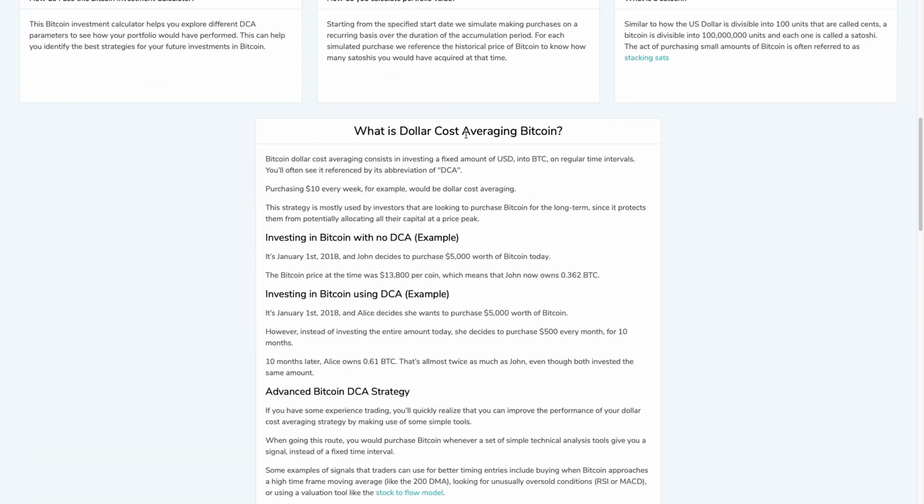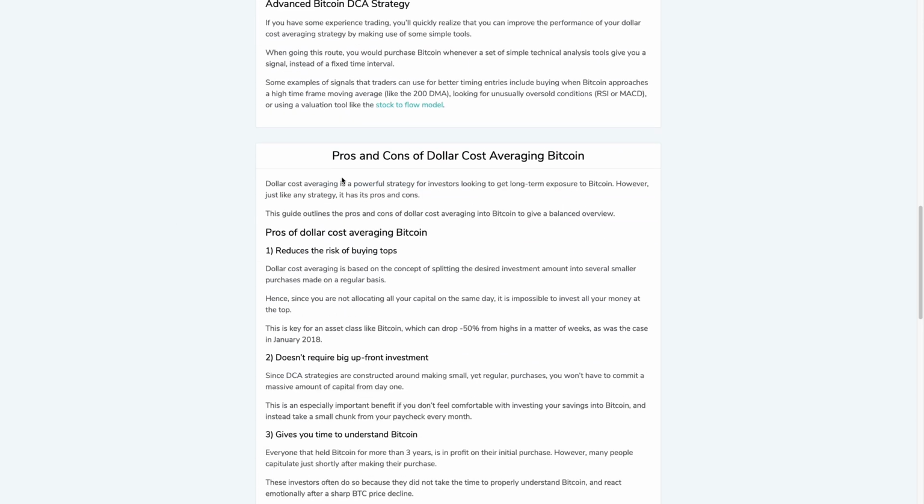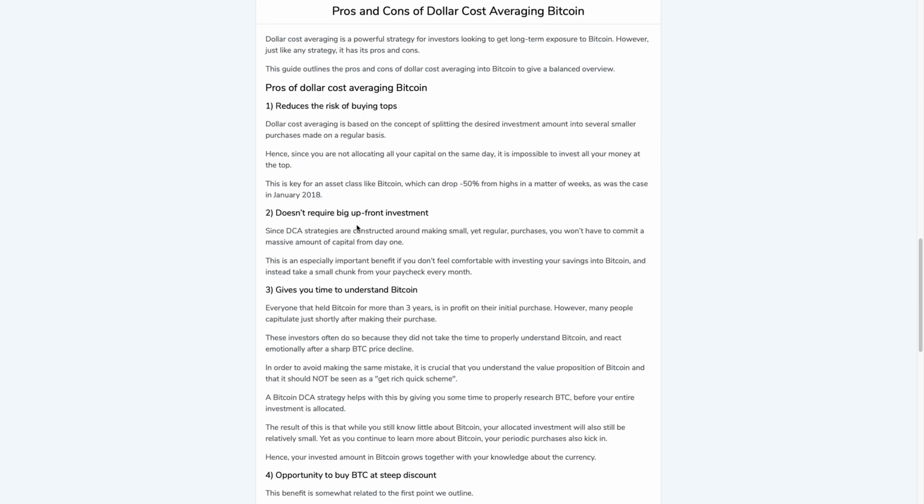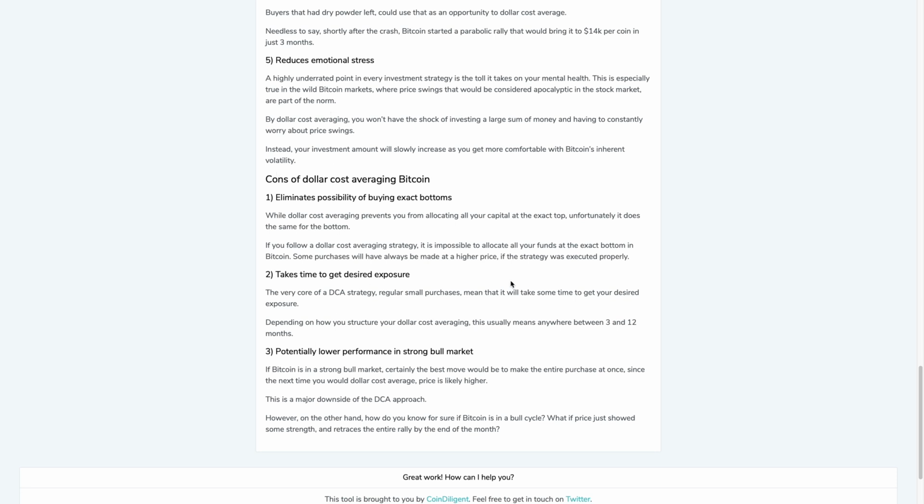Now, a couple of other things that I want to highlight is when you scroll down here, it'll tell you what dollar cost averaging is, and I'll give you some brief explanation on that. And it'll also give you the pros and cons of dollar cost averaging, and they'll go into why it makes sense to dollar cost average, what are the pros, and here are the cons.